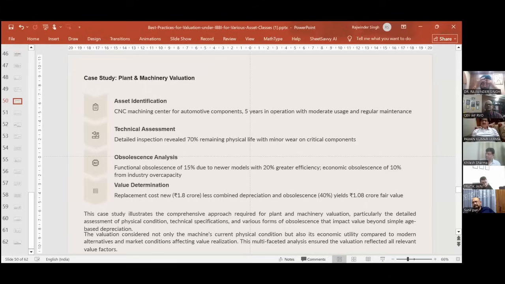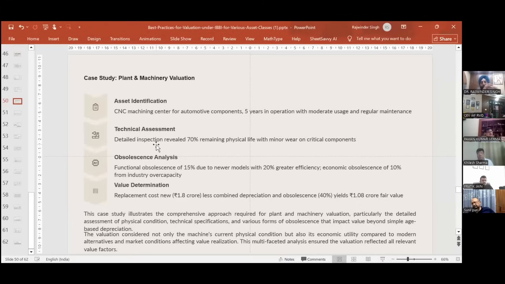And now we will be taking a case of a plant and machinery valuation. So, assets identification: it is a CNC machining center for automotive components. It is 5 years in operation with moderate use and regular maintenance. From the technical assessment, detailed inspection revealed that 70% of its physical life is remaining, with minor wear on the critical components.